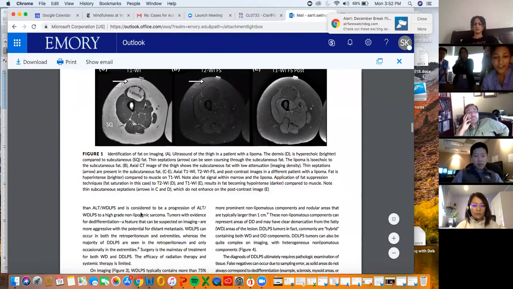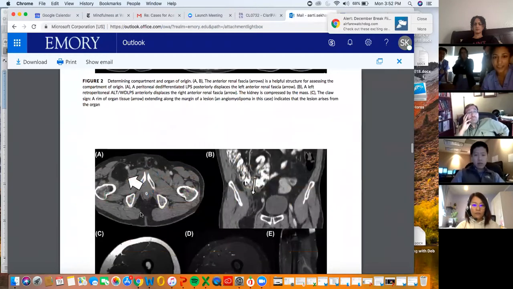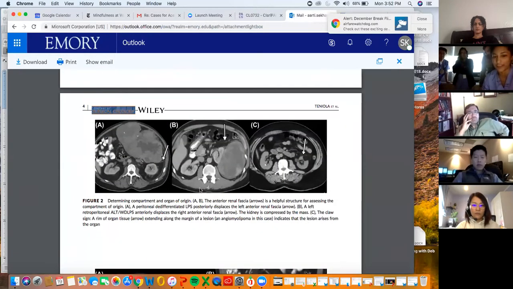So this is just what an ultrasound of a lipoma would look like, and they're pretty common in the extremities. And then this actually goes to Steve's point about what compartment things are in. This is my example of a retroperitoneal one pushing the kidney and pushing the anterior pararenal fascia forward. This one is a rare liposarcoma that was actually in the peritoneal cavity, but you can see it's pushing that anterior pararenal fascia backwards, and it's more centered with the bowel loops and the mesenteric vessels.